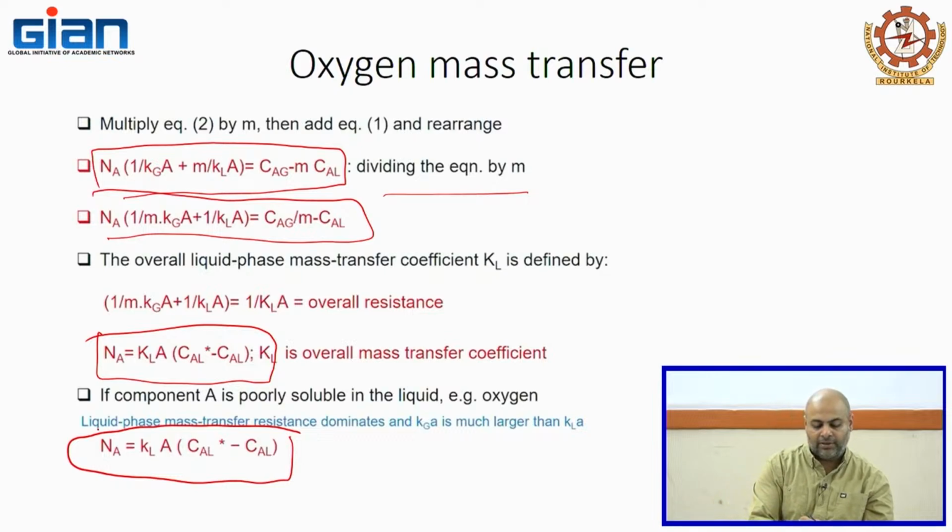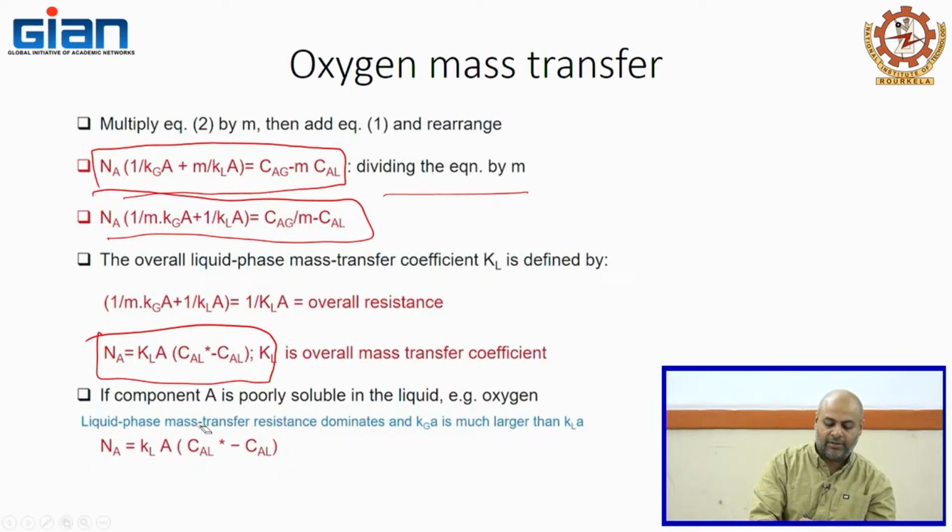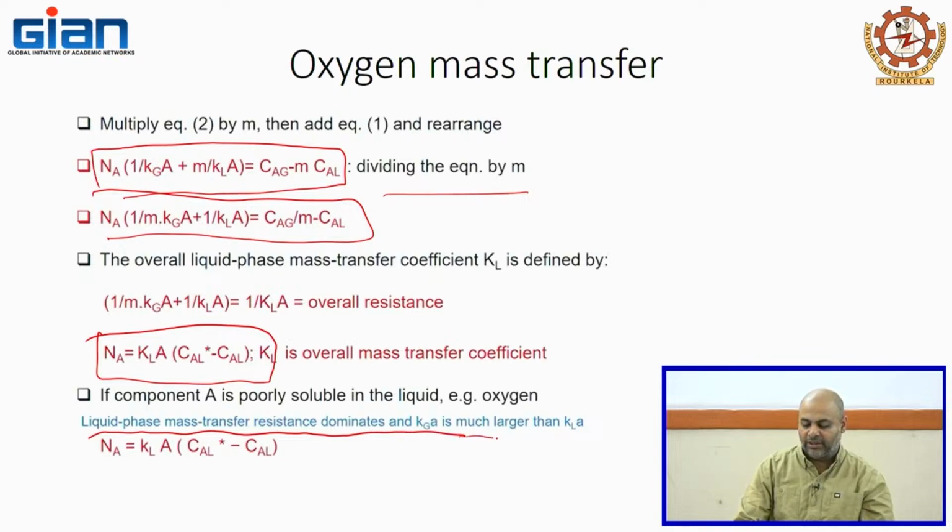Now, this particular concept: liquid phase mass transfer resistance dominates, and the kG·a is much larger than the kL·a. So, liquid side mass transfer resistance is more as compared to the gas side resistance, which is an obvious thing. Liquid side will have a higher resistance as compared to the gas side. So, the kG·a would be higher to maintain the flow.